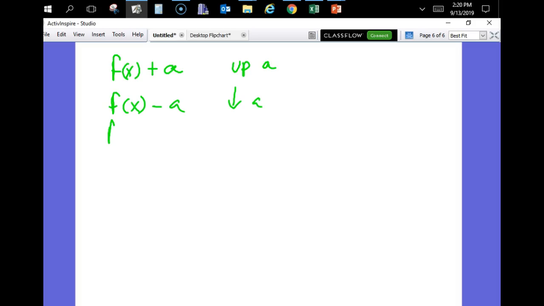So we're reviewing our transformations. If you add a number outside the parentheses, you go up A. If you subtract a number outside the parentheses, you go down A. So here's my next question.